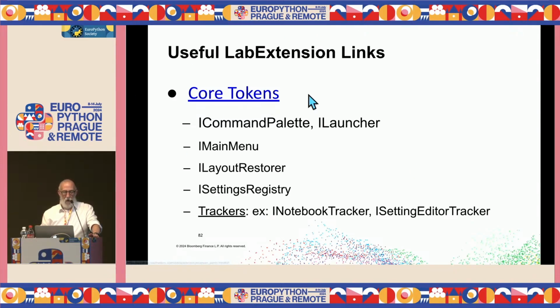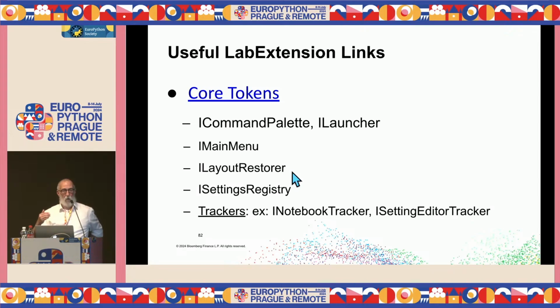This is an important part of the documentation, the core tokens. We saw iCommand Palette and we saw iLauncher. There were actually 82 different tokens there last time I counted. I'm going to just highlight a couple of them that are interesting. There's iMain menu, obviously, if you want to do stuff with the menu, put things in the menu.